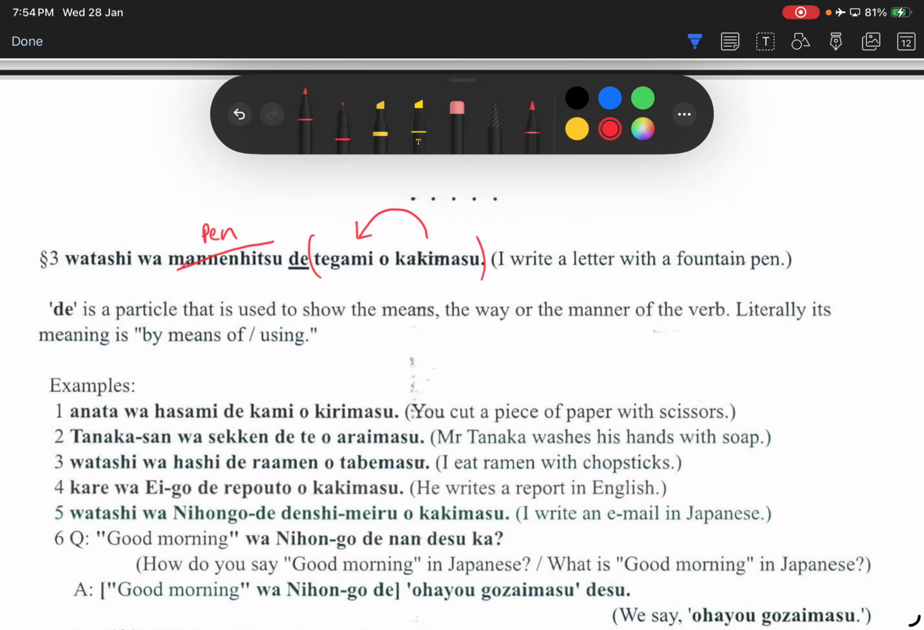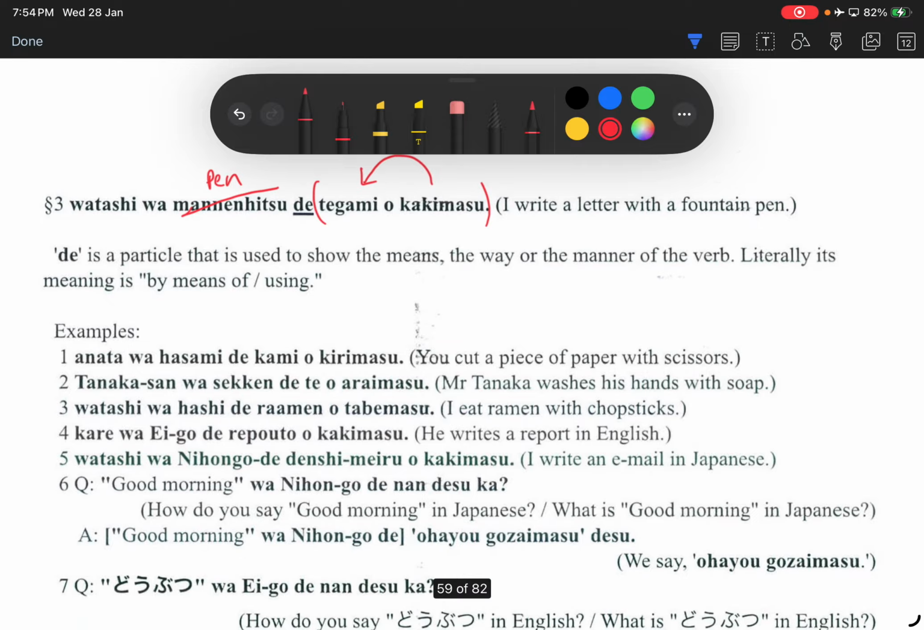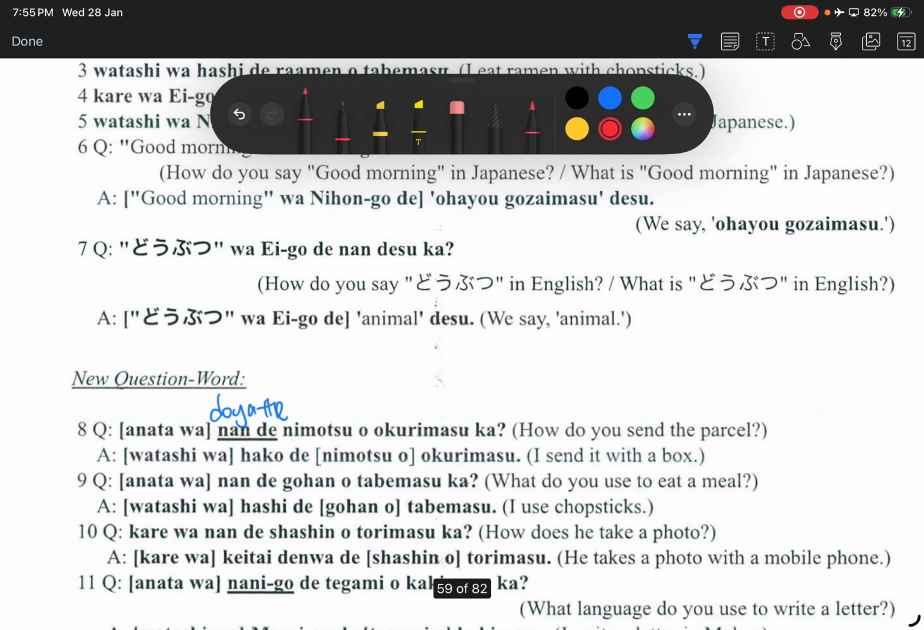So now this de is no longer a place of action. It is telling us what tool we use to complete an action. What is the tool that we use to complete the action? So by means of pen, I write a letter. I will talk about the sentence structure again after I teach lesson 9 today. I will recap the sentence structure, then you have a clearer picture of which verb and which particle will come earlier. We will talk about sentence structure at the end of this class.